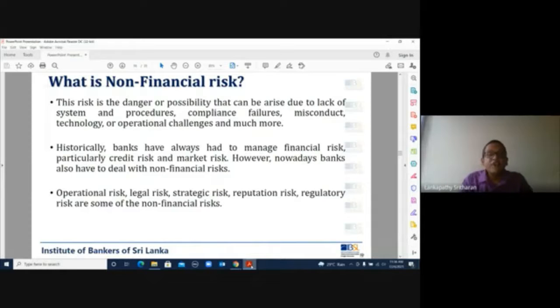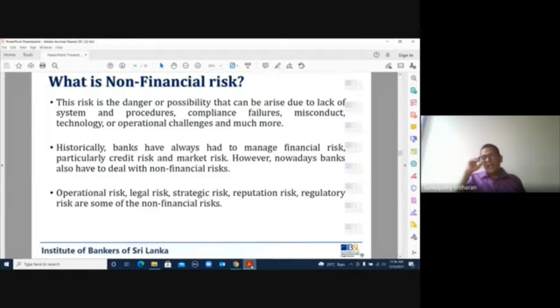So the danger or possibility that can arise due to the lack of systems and procedures, compliance failure, misconduct, technology, operational challenges, and much more could be considered operational risk. Compliance failure, for example, I can give an example to you. If the bank has to maintain a liquidity ratio of 20%, 20% of liquid assets the bank has to maintain.